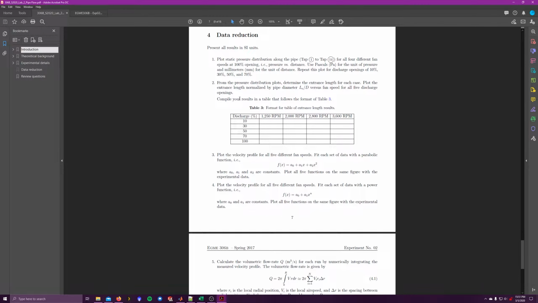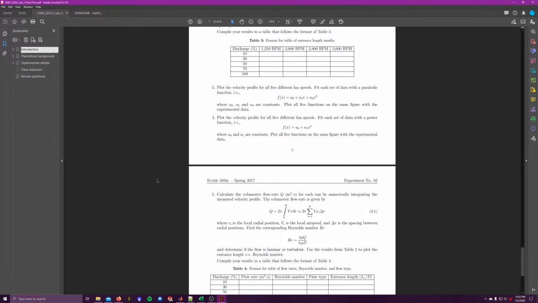Then from that pressure plot that we just made, we want to look at the entrance length for each of the runs that we have. Then we're going to look at the velocity profile for each of the fan speeds. Actually, for this case, there's only one fan speed, but we varied the discharge for this. So for that, that's when we adjusted the height of the pitot tube. And then we want to look at the volumetric flow rate of our system as well.